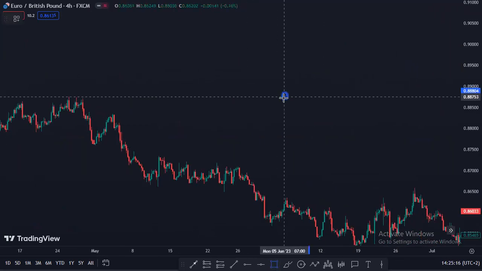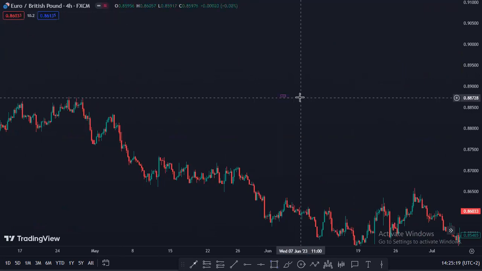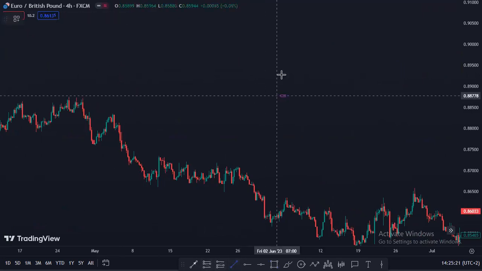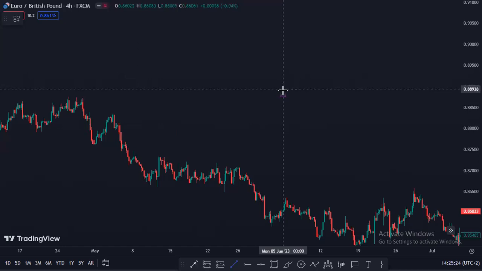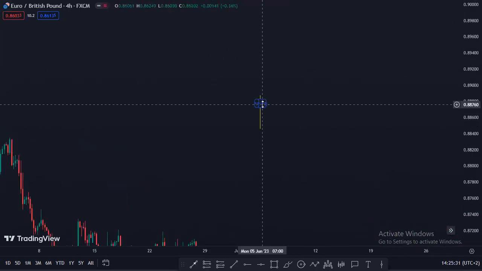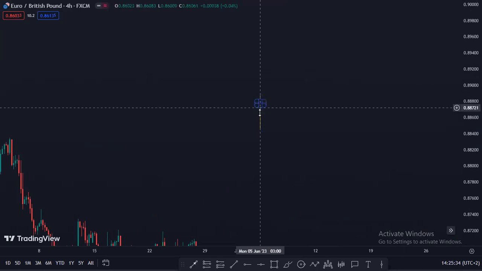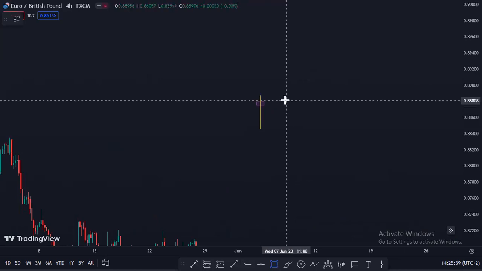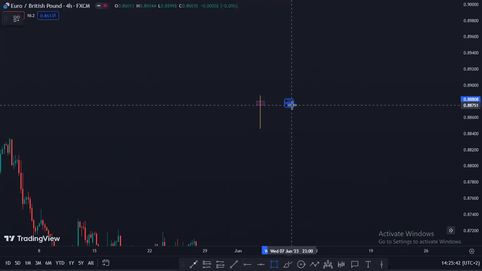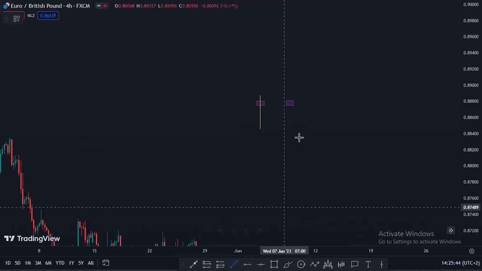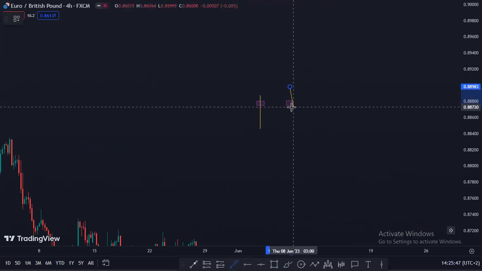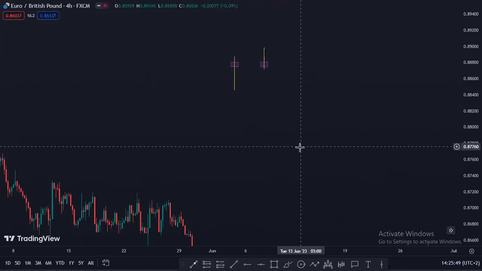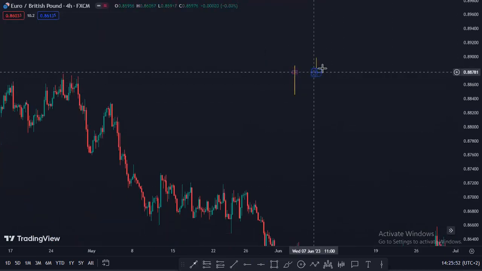A pin bar is a candlestick like this. Small body, small body just like that. Then we have something like this. So this is a pin bar candlestick, right? You can see this is a bullish pin bar candlestick because the long wick is at the bottom, right? And then the bearish pin bar candlestick is something like this. So don't get it twisted, guys. This is a bullish pin bar candlestick. This is a bearish pin bar candlestick.